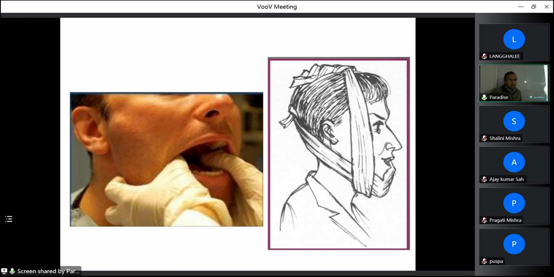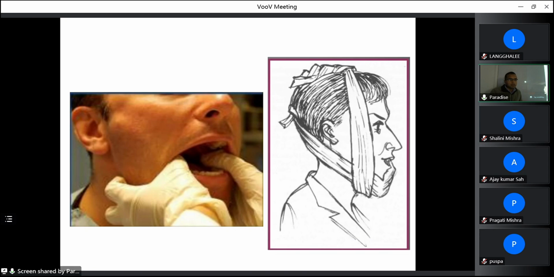The most important thing in case of TMJ dislocation is to reduce it as soon as possible, because if the dislocation persists for a longer time, the muscles present there will go into spasm, the masseter muscle and medial pterygoid muscle. Once they undergo spasm, it's very difficult to reduce. So in such a condition, you have to reduce the TMJ dislocation under general anesthesia.